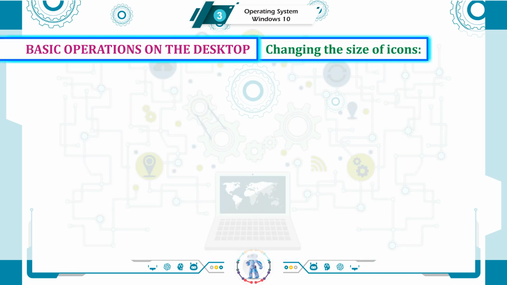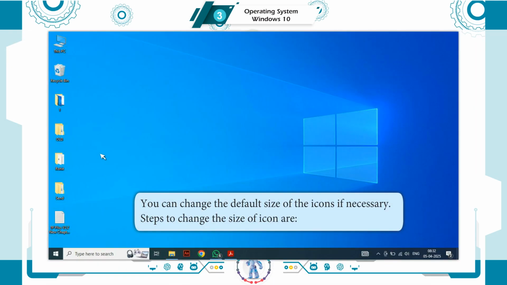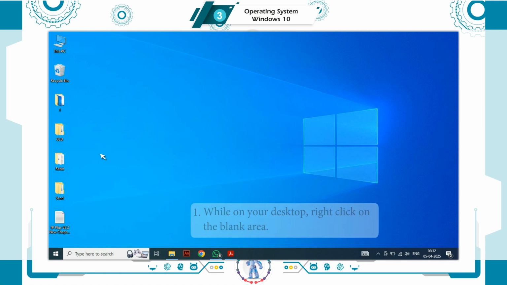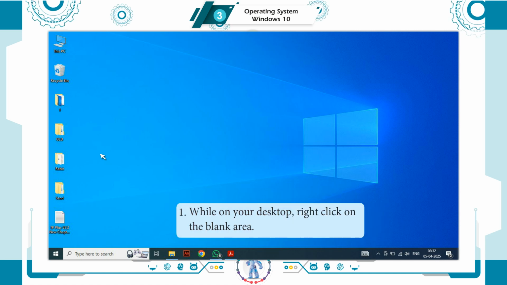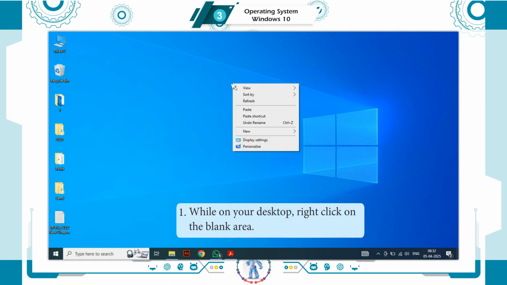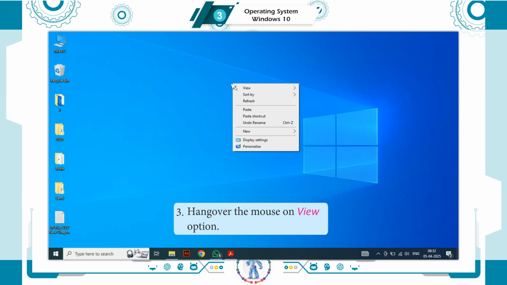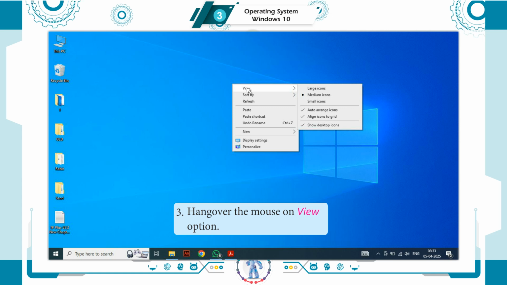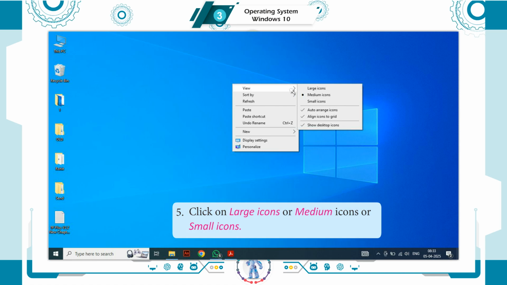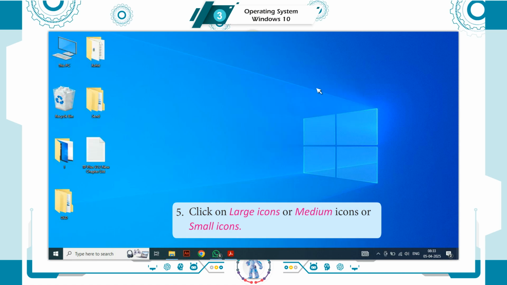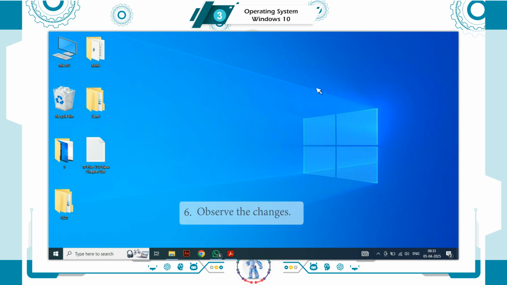Changing the size of icons. You can change the default size of the icons if necessary. Steps to change the size of icons are: 1. While on your desktop, right-click on the blank area. 2. A pop-up list opens. 3. Hover the mouse over the View option. 4. A further list opens up on the screen. 5. Click on Large icons, Medium icons or Small icons.